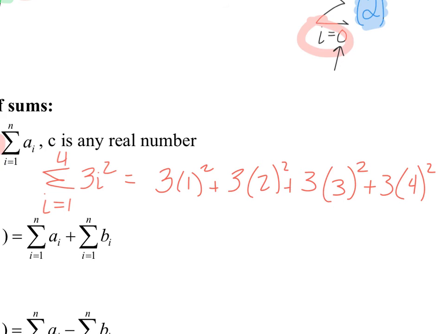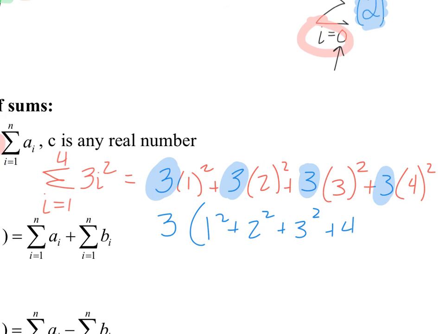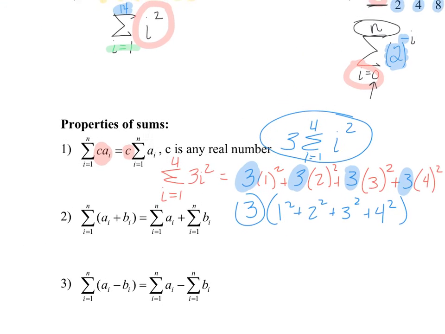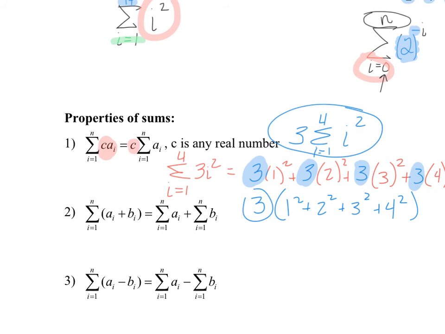Well, what you might notice is that each of these terms, we have a GCF, right? We have a 3 here in each. So if I were to factor out a 3, I can write this as 3 times 1 squared plus 2 squared plus 3 squared plus 4 squared. Well, this is just 3 times the sum from i equals 1 to 4 of i squared. That's our first property, right? If I have a scalar multiplier, I can move it out in front because we would normally factor.